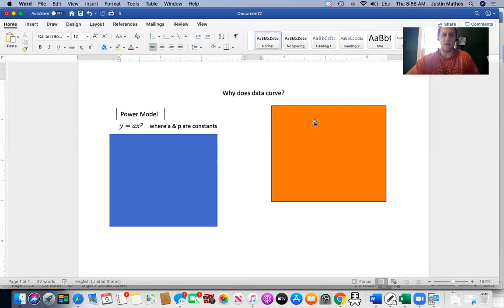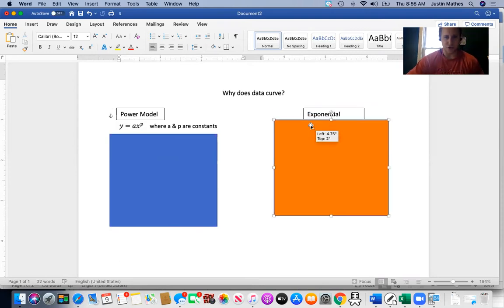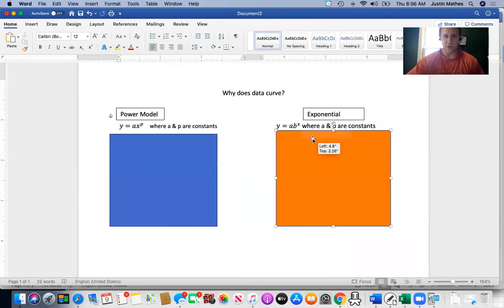The other way I can make a curved function is with an exponential model, where now the variable is in the exponent. So instead of the variable being raised to a power, now the variable is the power. So I've got some constant out front, I've got some constant, and it's being raised to the x power, where a and b are constants. So in either of these cases, when you're dealing with exponents and dealing with how to isolate exponents, what comes to mind is logarithms.